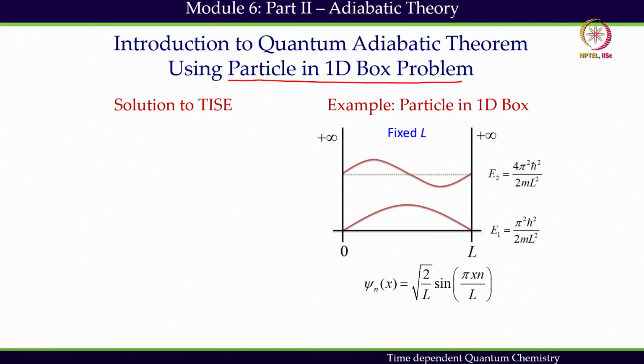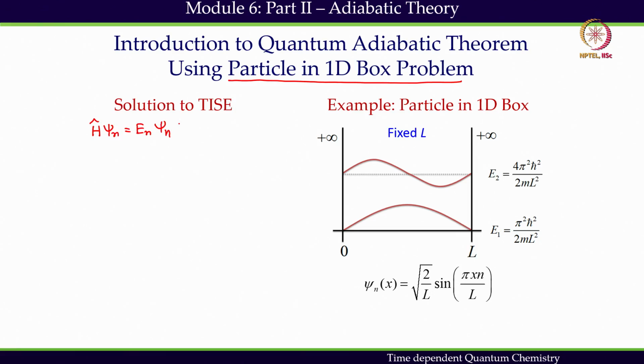So we will begin. We have already realized that the solution to the time independent Schrödinger equation provides a set of stationary state wave functions represented by psi n. So, if I have this time independent Schrödinger equation, which is given by this, we get actually.